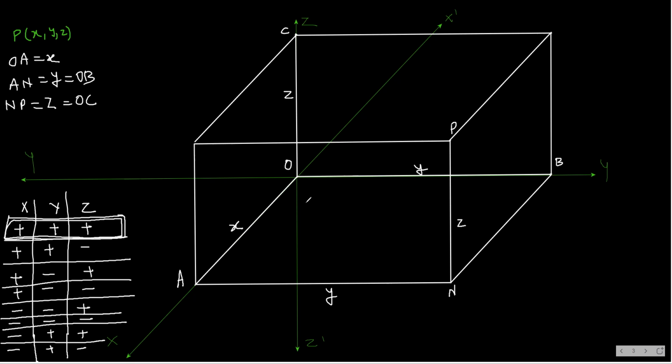So where is point P? Point P is here. This is point P, and the coordinates of point P are x comma y comma z.